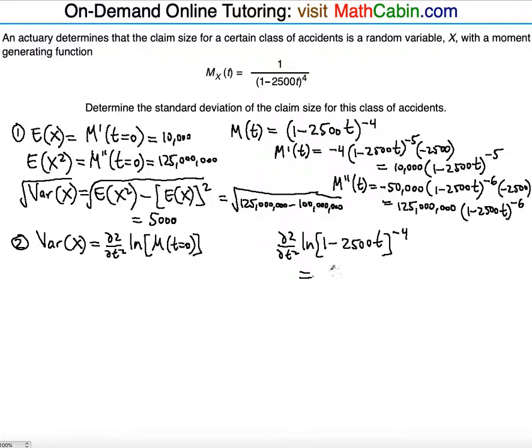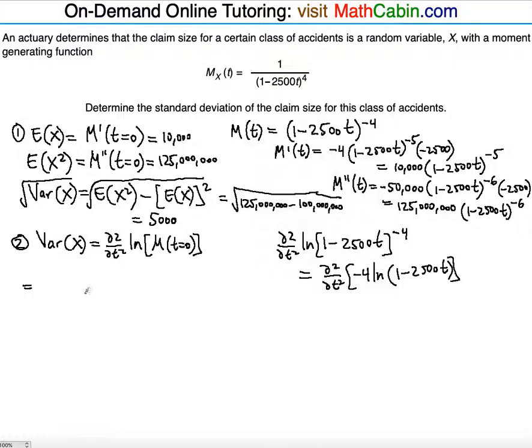So let's do it simultaneously. First, you're going to notice that the -4 will come down, right? So we're going to have the -4 before the ln, because the properties of logarithms say that the power of the input must come down. So the -4 ln of 1 minus 2500t, right? So the second derivative of this, let me actually do it here.